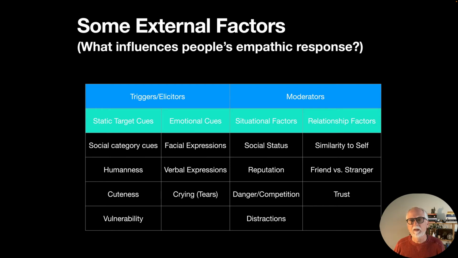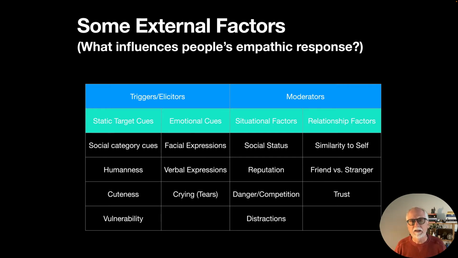So things like the social status of the person. Are they higher or lower in our social status? What's their reputation like? Are they somebody that we can trust? Is there any danger or competition involved here? Are there any other distractions that could keep me from actually wanting to show empathy? And then relationship factors would include things like how similar is that person to me? Are they a friend versus a stranger? And do I have a history that I can trust this individual?